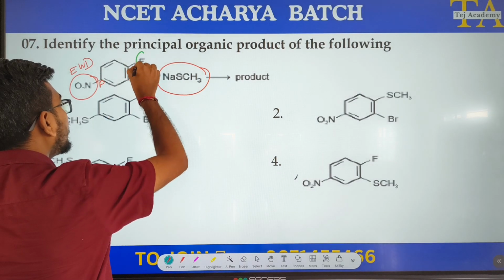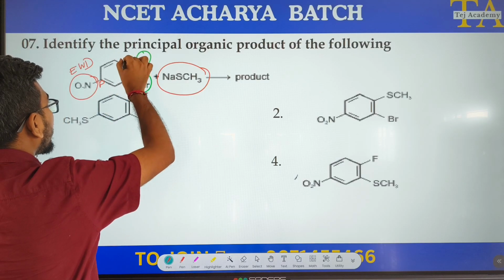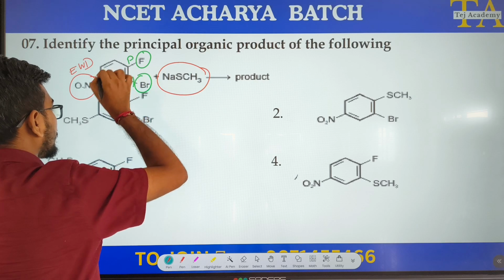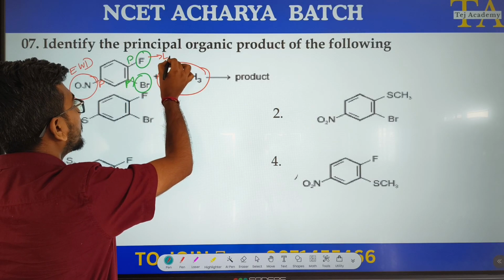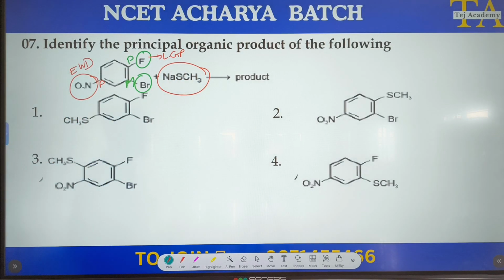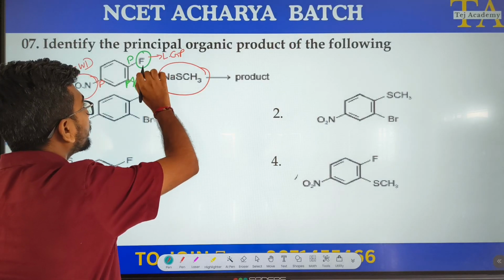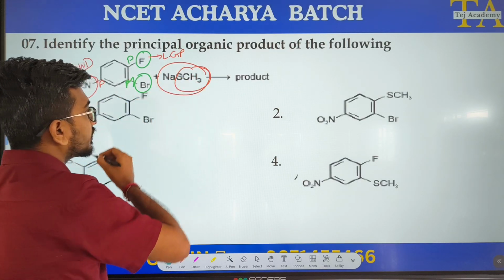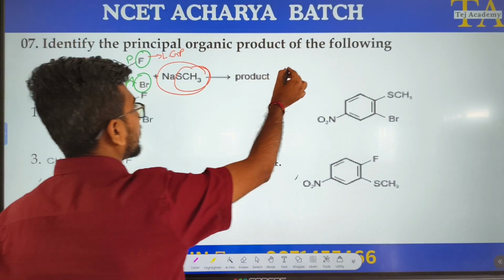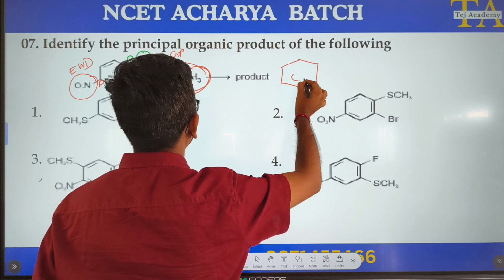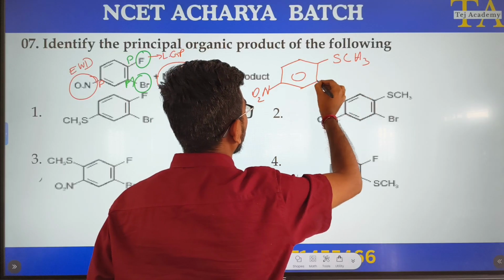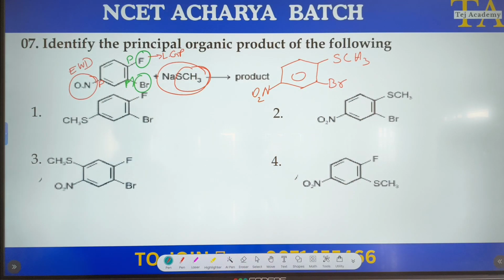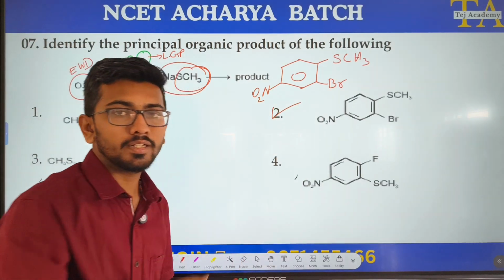Now, along with that, fluorine and bromine are also present. Fluorine is present at the para position, bromine is present at the meta position. Between these two, fluorine will act as a good leaving group because it is highly reactive. Because of that, instead of bromine, fluorine will leave and the SCH3 will attack at the fluorine position. So we'll get the product with NO2 and here SCH3, and bromine will remain as it is. So which option is correct now? Option 2 is the right answer.